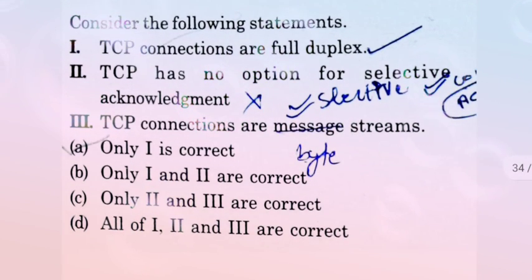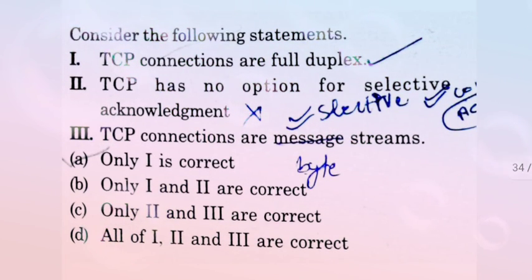Consider the following statements. First statement, TCP connections are full duplex. Second, TCP has no option for selective acknowledgement. Third, TCP connections are message streams. So we consider here only 4 options. Option A, only first is correct. Option B, only first and second are correct. Option C, only second and third are correct. Option D, all are correct.